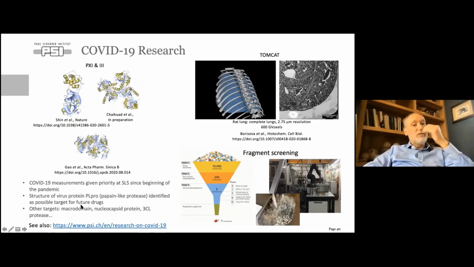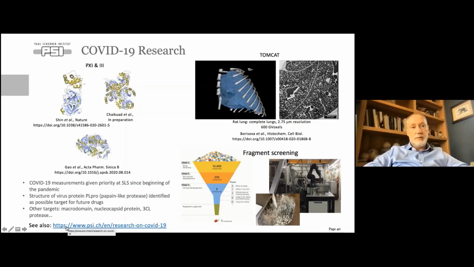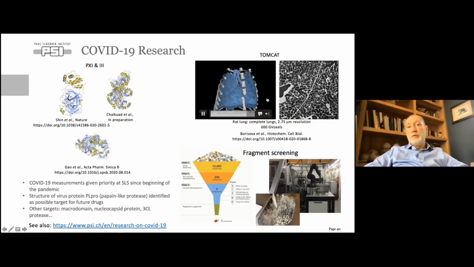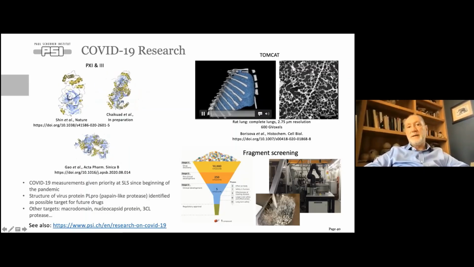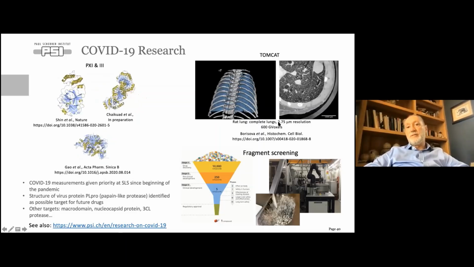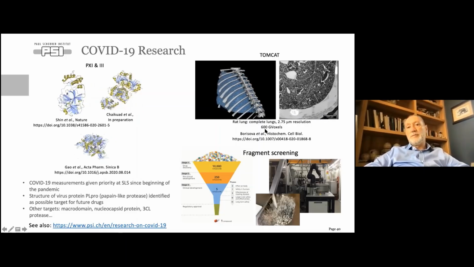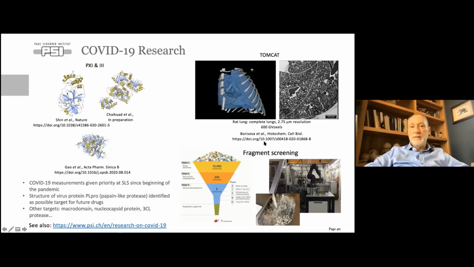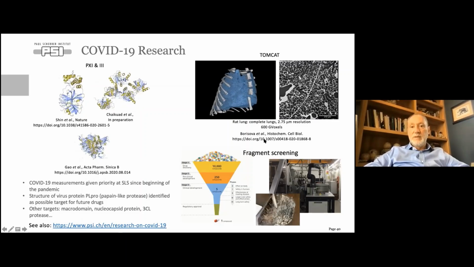If you want to look into detail about this, there is a summary at this link shown here. We also looked, for example, using Tomcat, the tomography beamline, at a rat lung at a resolution of 2.75 microns and a total number of voxels in the range of 600 gigavoxels. This can be found at this link here.